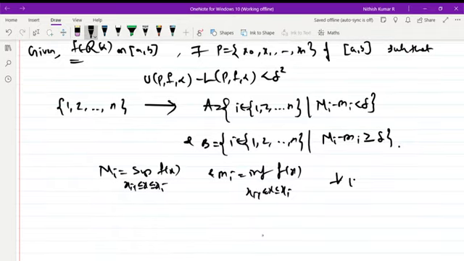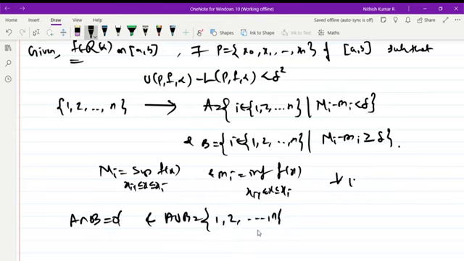Now observe that Mi minus mi cannot be simultaneously less than delta and greater than or equal to delta. Therefore, A intersection B is equal to empty, and A union B is equal to 1, 2, 3, so on up to n.